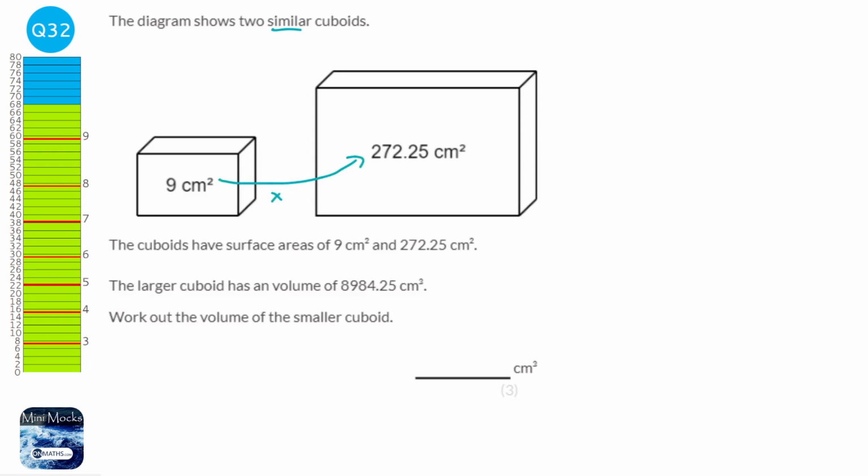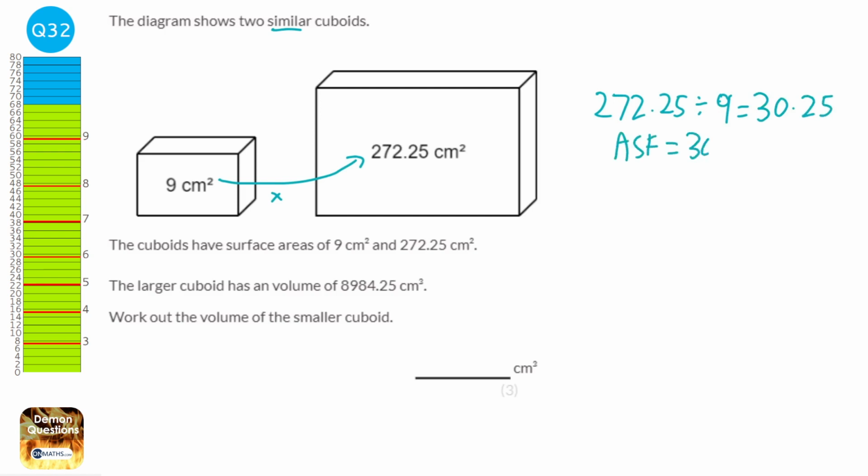So we're going to do 272.25, the big one, divided by the small one, to find out what the area scale factor is. And when we do that, we get 30.25. So the area scale factor is 30.25.